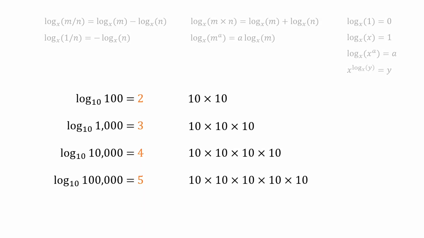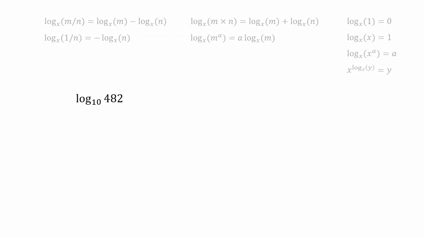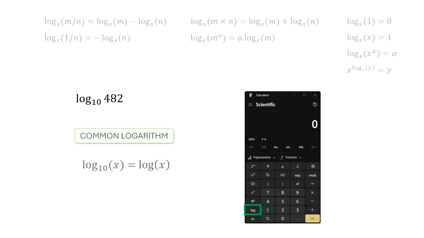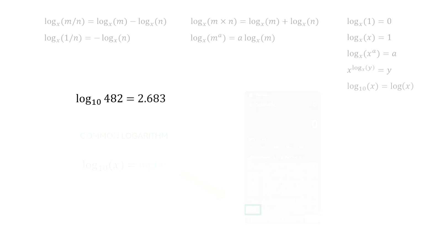However, it's not that easy when you want to calculate this logarithm. Fortunately, most calculators, including what you have in your computer, have a key to this logarithm, which is called the common logarithm, usually written as log of x. It tells how many times we should multiply the base 10. In this case, the result is between 2 and 3. So, we know we have to multiply 10, 2 times and a little something more.